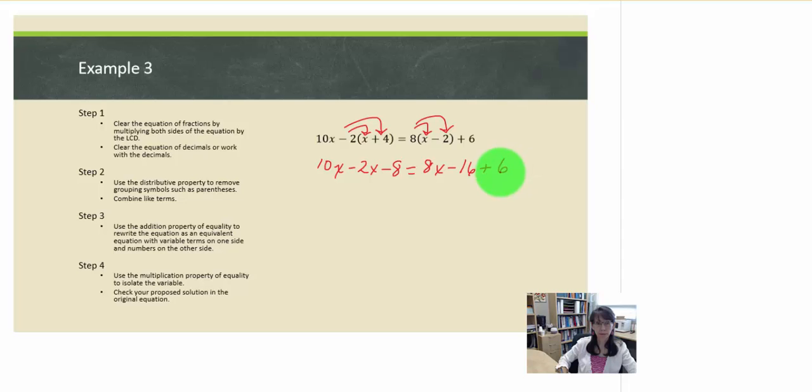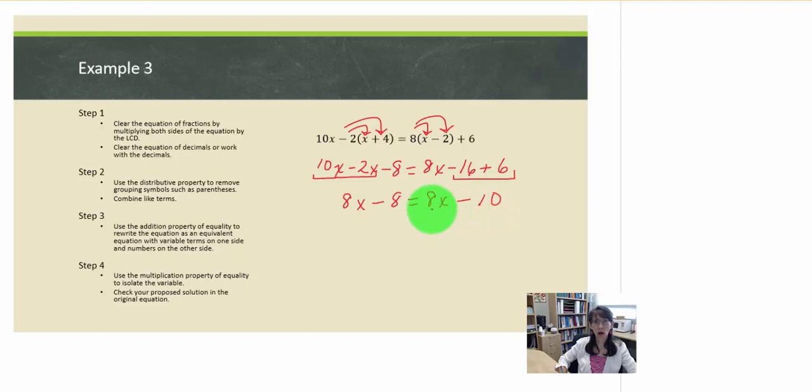So be careful there. Now we're back to collecting like terms on each side of the equation. I can see that 10x minus 2x are like terms. 10 minus 2, that leaves me 8x minus 8 on the left. And I have some constant terms on the right that are like terms. 8x is by itself. Negative 16 plus 6 would give me negative 10. So I notice I have a variable on both sides. I have a constant on both sides. We're not done. Choose sides.